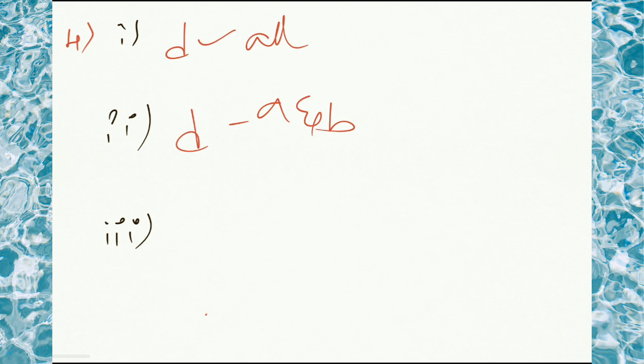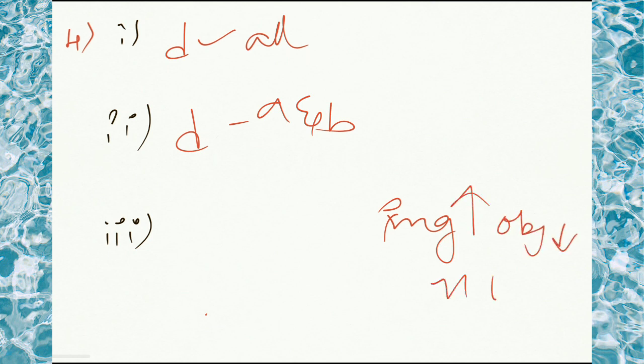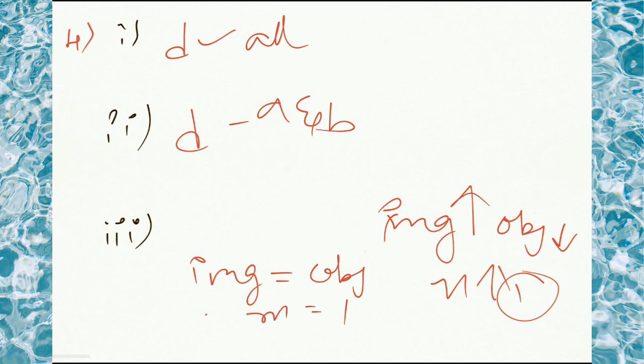Next, third one, when image is smaller than object, then magnification is, obviously it is going to be less than 1. See, if the image size is greater than object size, then magnification will be higher than 1. If image is same as object, then magnification equal to 1. If image size is lesser than the object size, magnification will be less than 1. Understood? So option A is correct here.